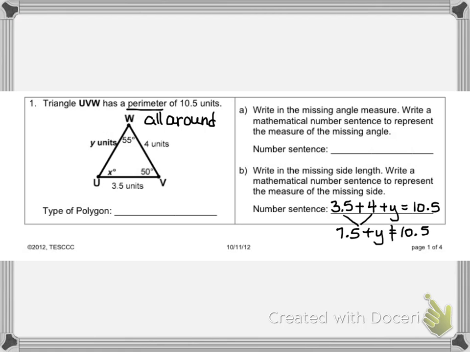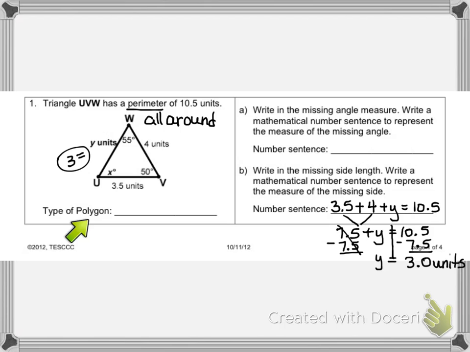We're not there yet. Draw your wall. In order to solve for y, we do what? Opposite, which is minus 7.5. Minus 7.5. This cancels. And y is equal to 3.0 units. So we can go back over here and we're going to say that from W to U, it is a total of 3 units.